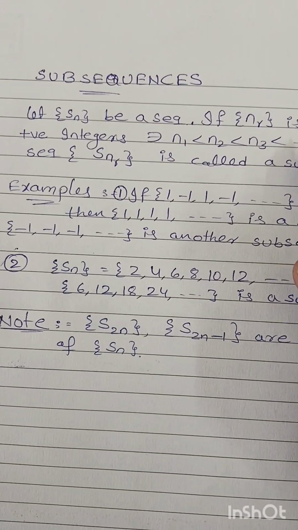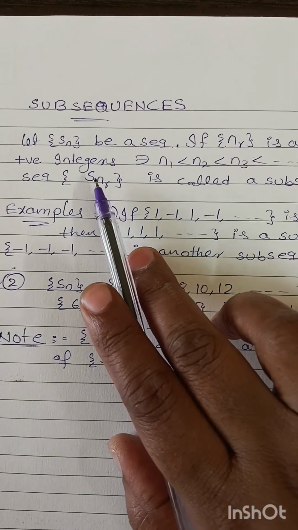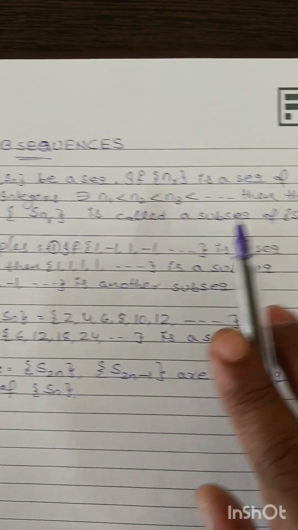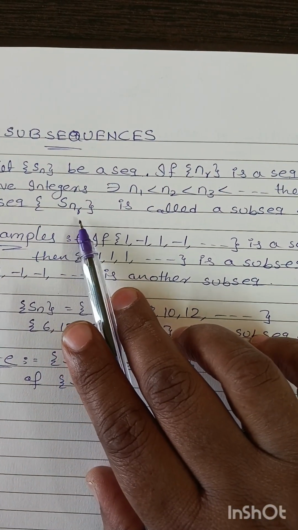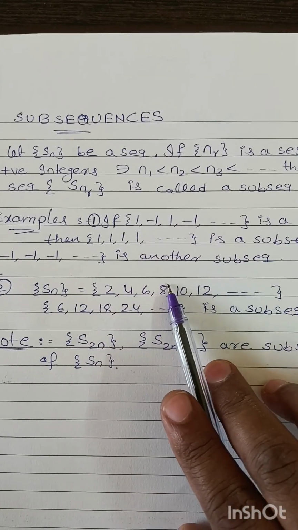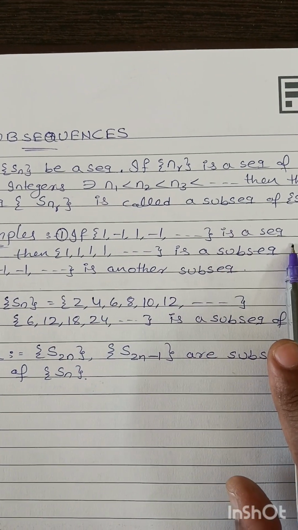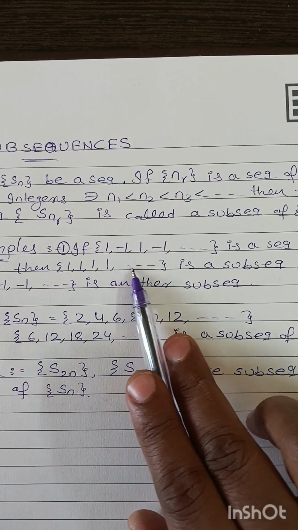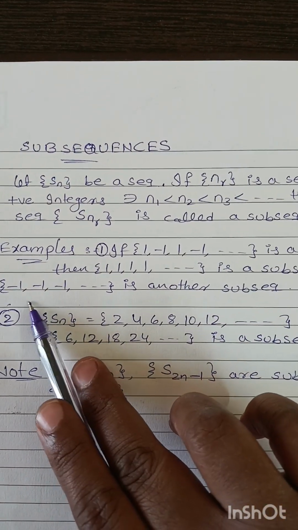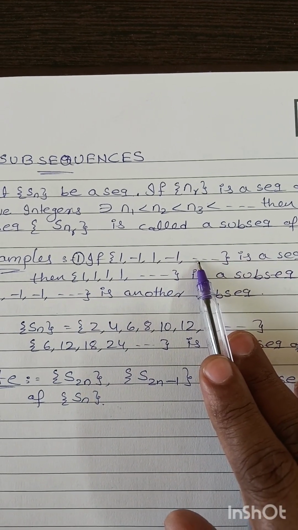Next topic, subsequences. Let Sn be a sequence, and let nr be a sequence of positive integers such that n1 < n2 < n3 < and so on. Then the sequence Snr is called a subsequence of the sequence Sn. Example: if 1, -1, 1, -1 and so on is a sequence, then the sequence of only 1s is a subsequence of the given sequence, and the sequence of only -1s is also another subsequence of the given sequence.